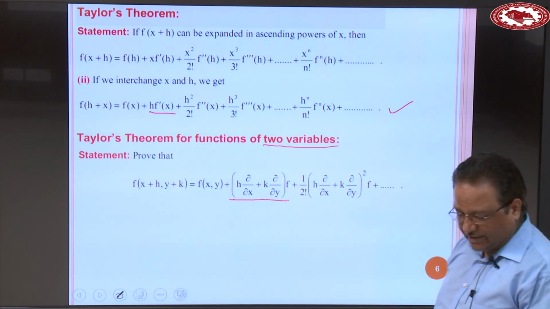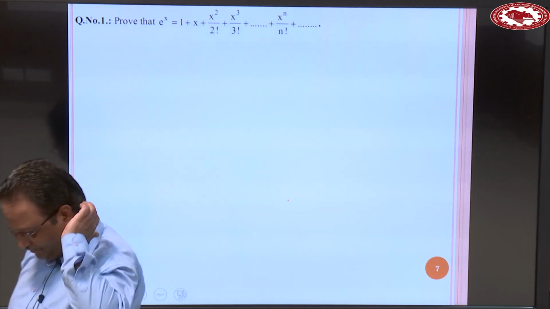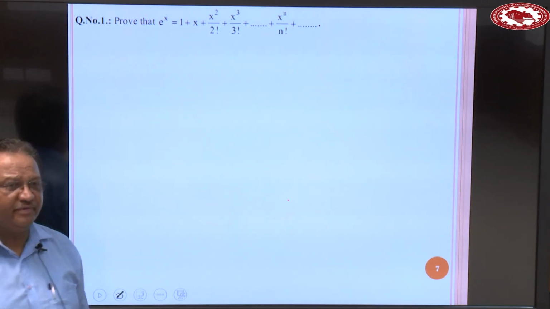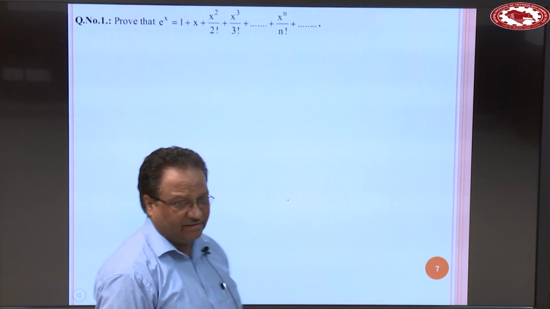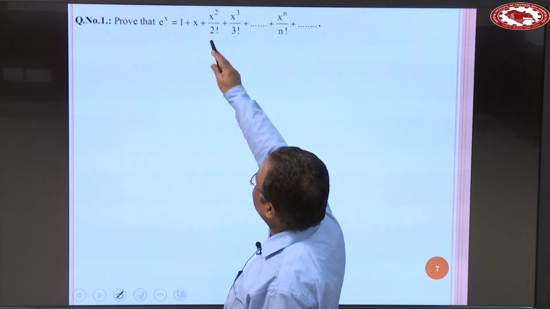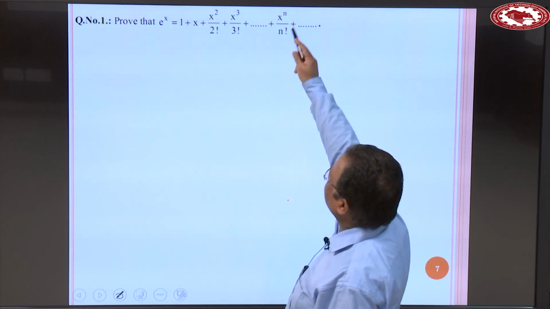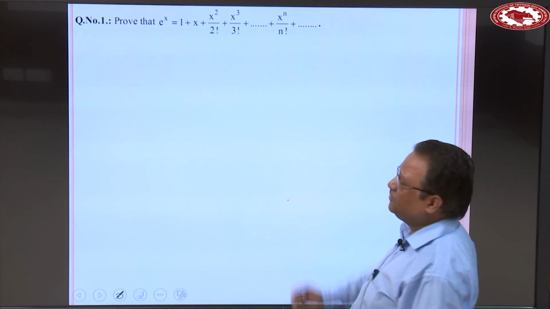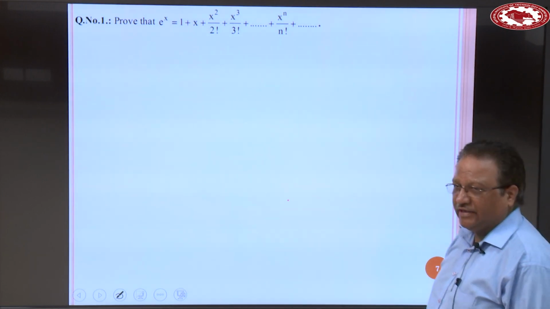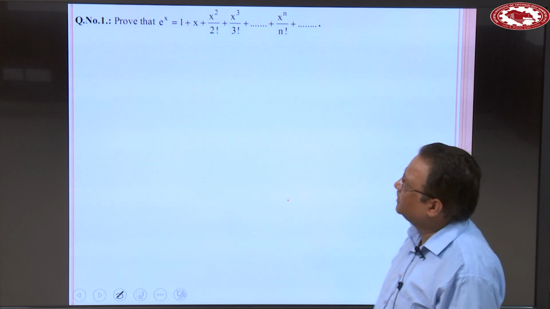Okay. So let us solve few problems. Problem number 1. Prove that e raised to power x is equal to 1 plus x plus x square over 2 factorial plus x cube over 3 factorial plus and so on plus xn over n factorial plus and so on. So we can develop this expansion by using these theorems.